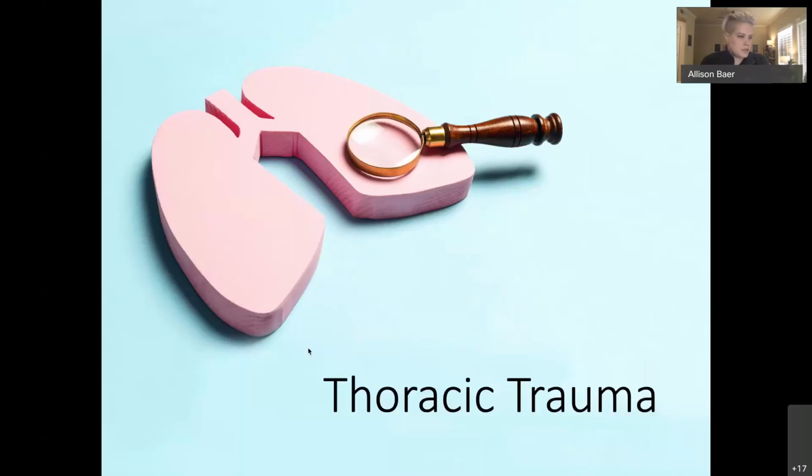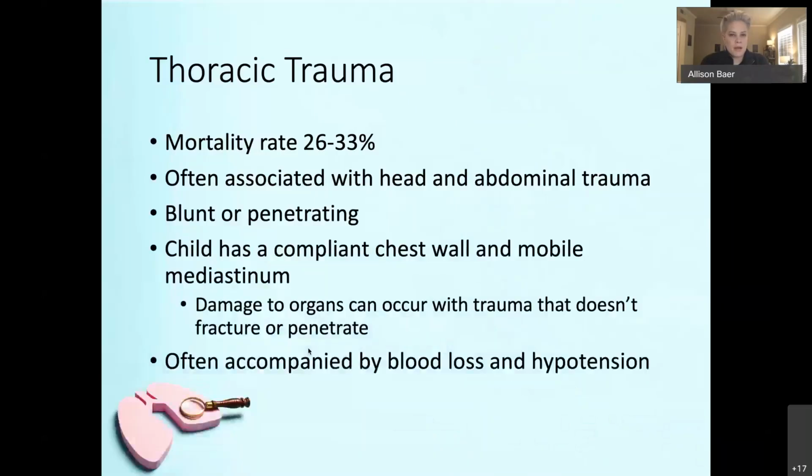All right, last section is trauma. So thoracic trauma. Mortality rate for this is quite high, usually just because if you have bad thoracic trauma, you have probably bad trauma in other places as well. So you can see head trauma, abdominal trauma along with it. It can be blunt or penetrating, but usually in kids, you're going to see the blunt traumas from MVCs or something like that.